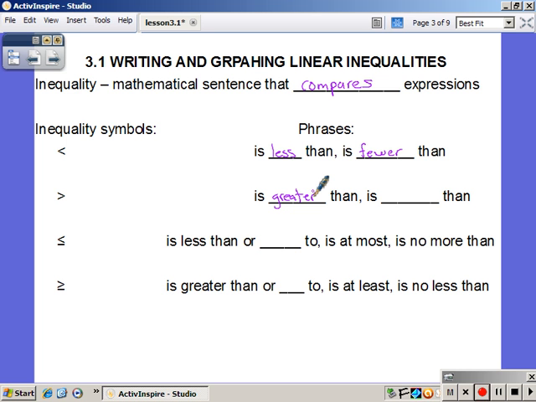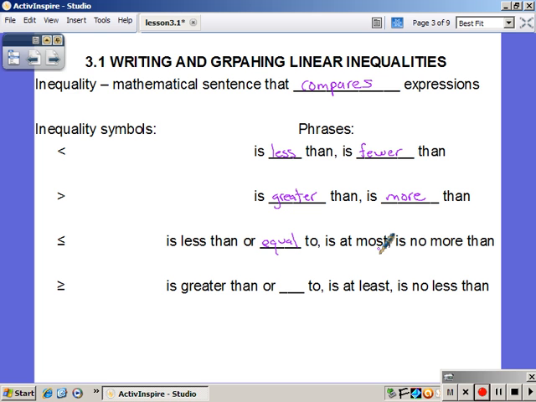Again, probably the most common way that we see that. Also is more than, so exactly opposite of the less than words. Okay, now we put an or equal to sign under that. So again, that's all that line underneath means, is less than or equal to.